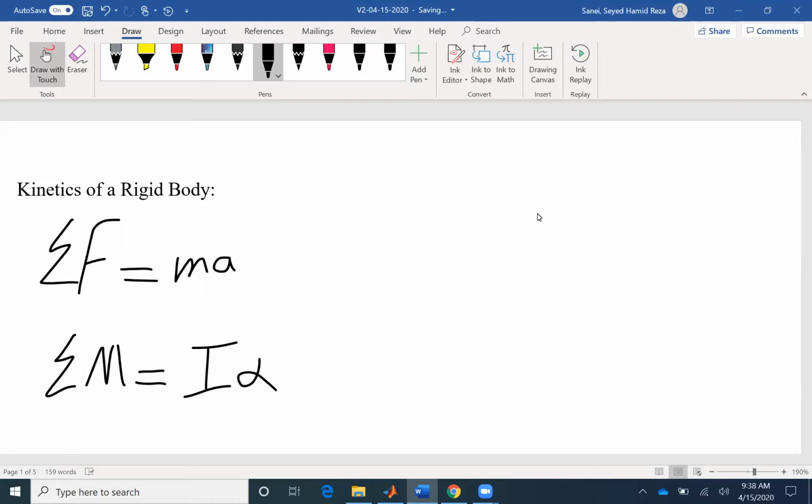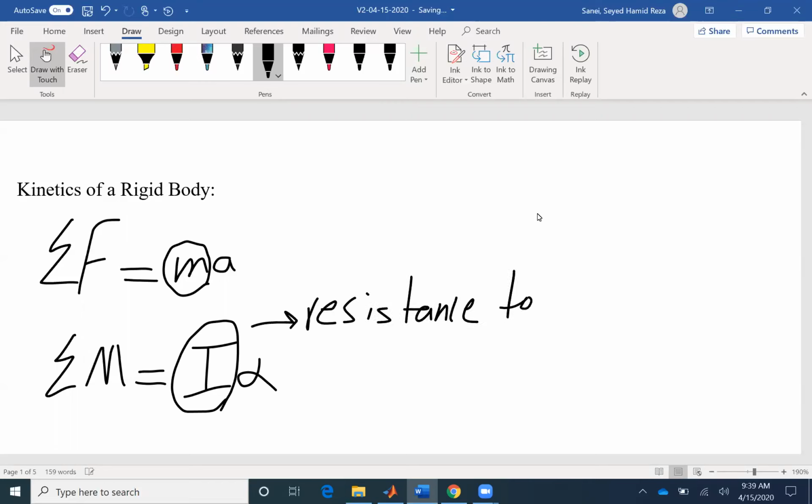So we defined mass as the resistance to acceleration. We define I as the resistance to angular acceleration. So we can write resistance to angular acceleration. I is defined as moment of inertia or second moment of inertia.